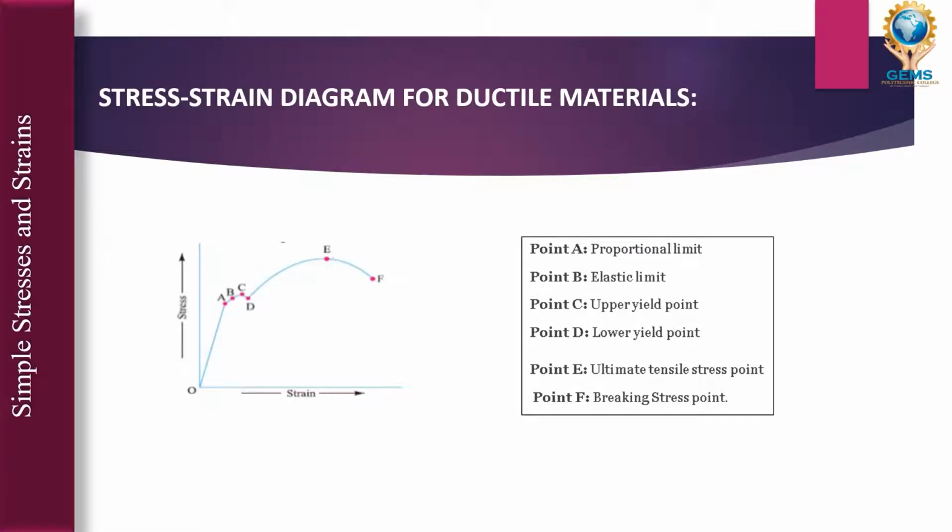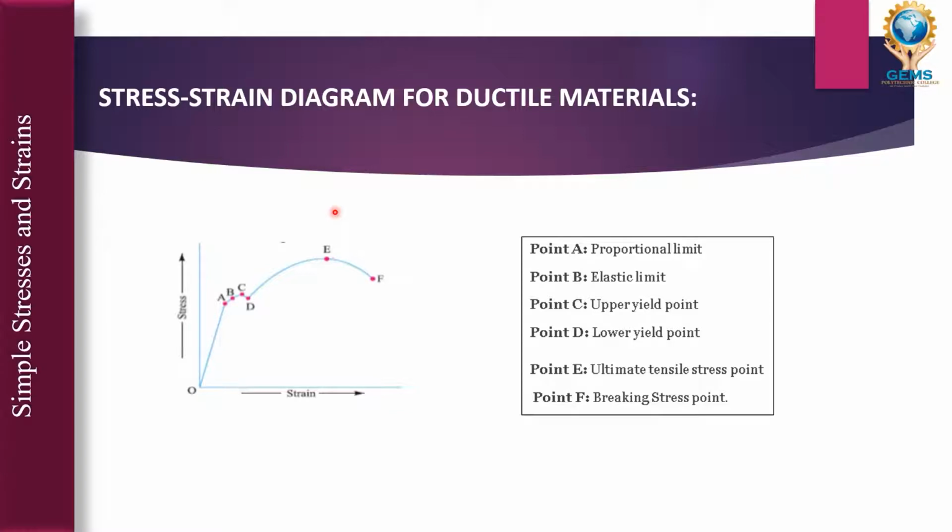Stress strain diagram for ductile material. Dear students, now we are going to see a stress strain diagram for ductile material. First of all, we have to know what is ductile material. Ductile material is a material which can be converted into a wire form, which can be drawn into wire. So that type of material is known as ductile material.